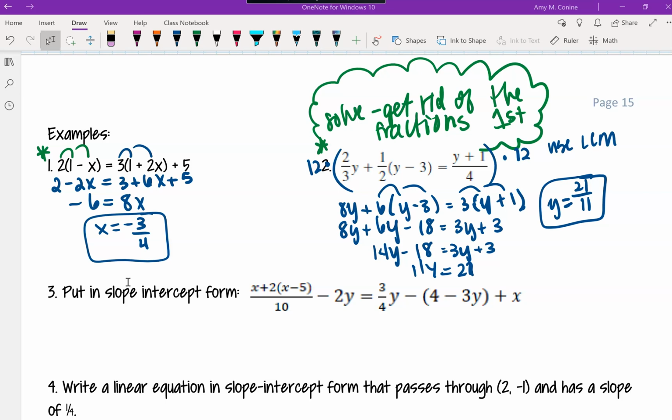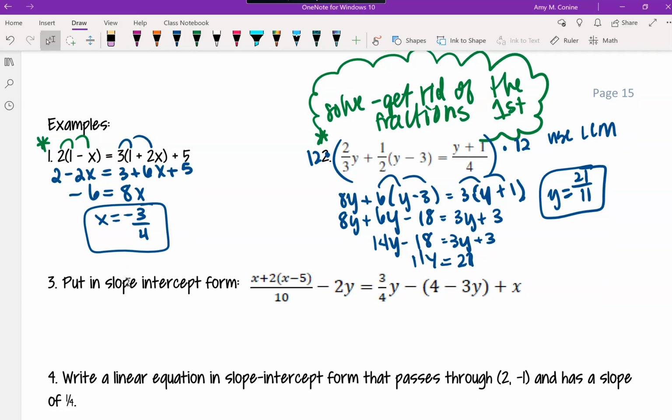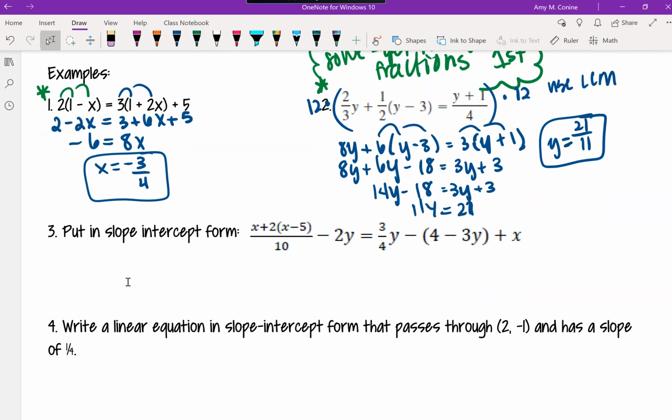All right, so for 1 and 2, those are the answers that I got. So if you need to pause the video to check your work, go for it. You should get x equals -3/4 for number 1 and y equals 21/11 for number 2. So I want to take a look at number 3.